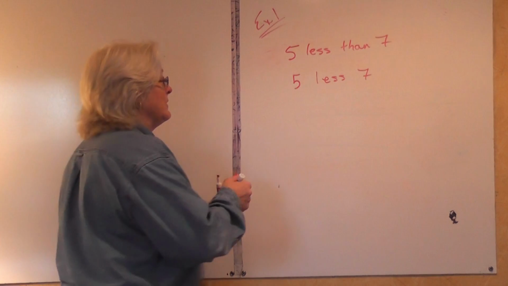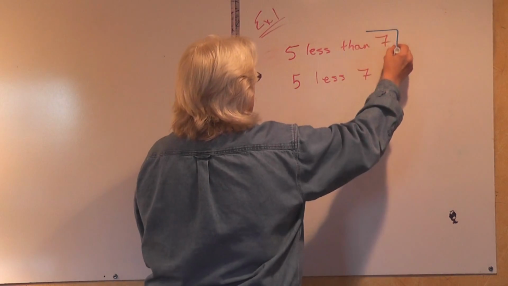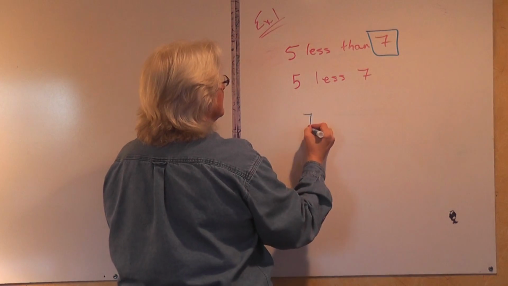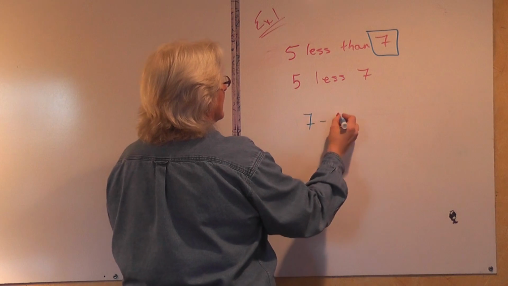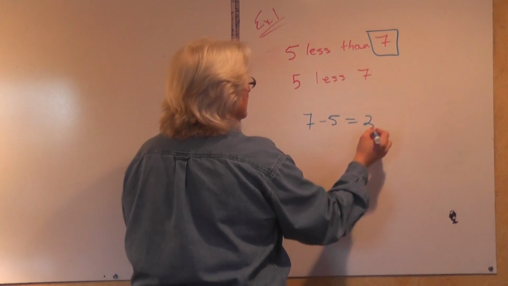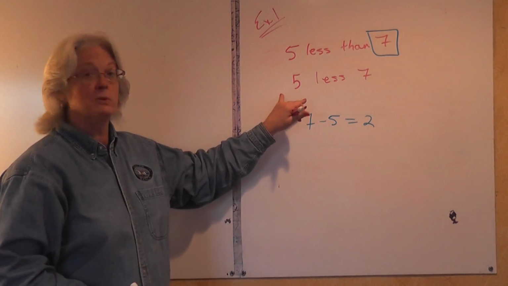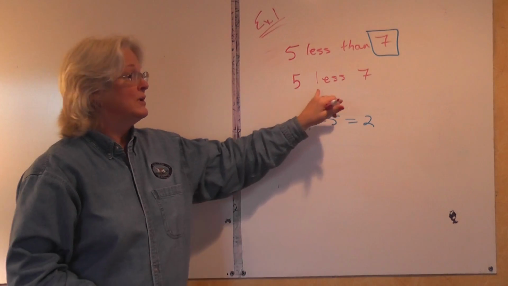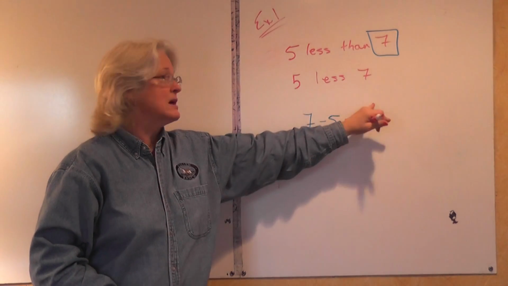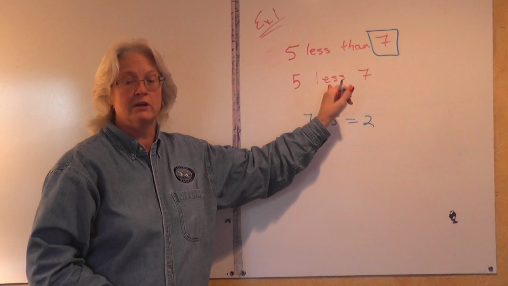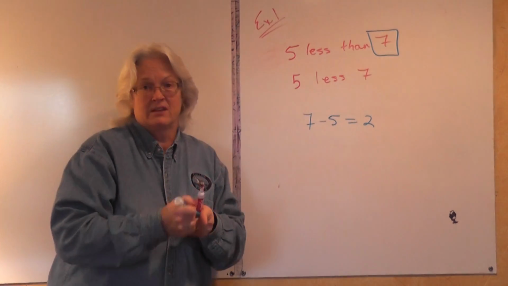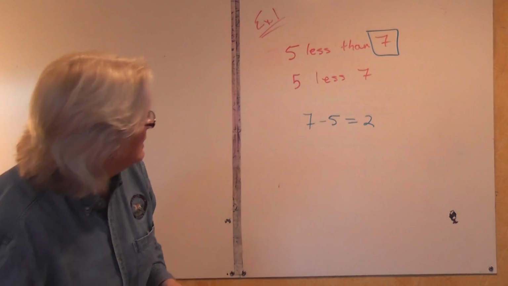So we're going to begin. You have to think about what we are beginning with. We're beginning with 7, and we're subtracting 5. 7 minus 5 is 2. This one right here, 5 less 7, here they're using a strange way of saying 5 minus.